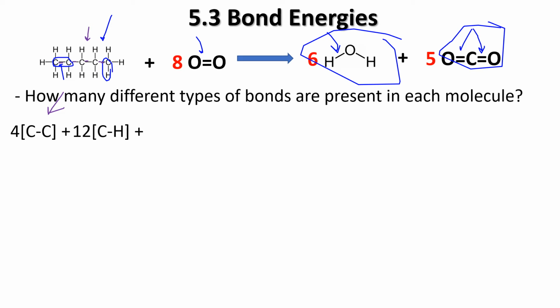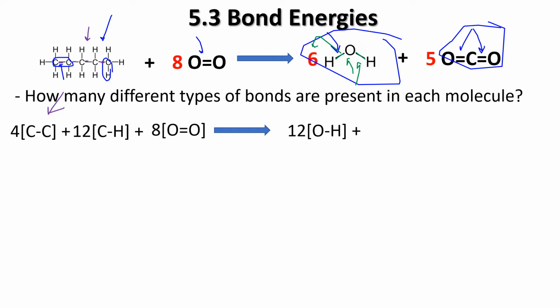Now on to the oxygen double bonds. There's nothing really to change there. There's 8 oxygen double bonds. Now over to this side, we need to be careful. So let's consider our water molecule. We have 2 OH bonds per molecule, right? There are 2 green lines I drew there. 2 times 6. So there are in fact 12 OH single bonds in this molecule.